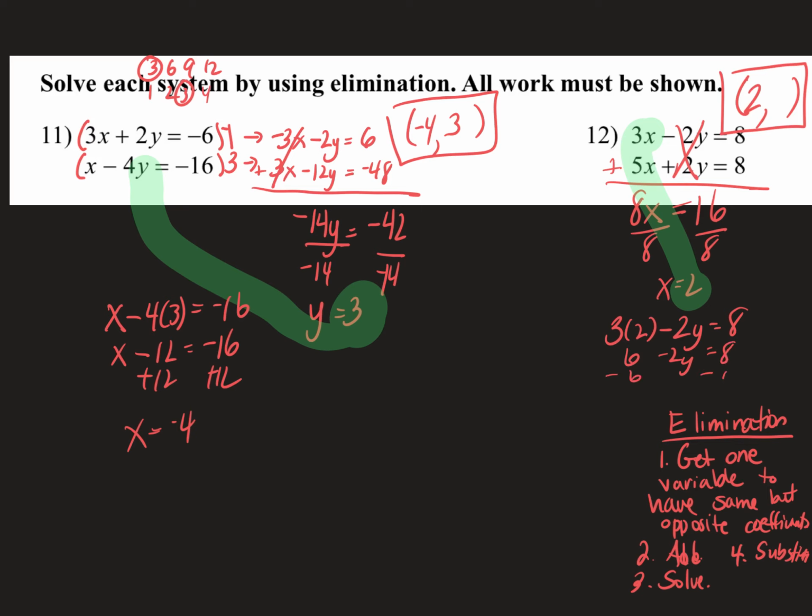Subtract 6 from both sides. Negative 2y equals 2. And divide by negative 2, y will equal negative 1. So that's the solution to that one.